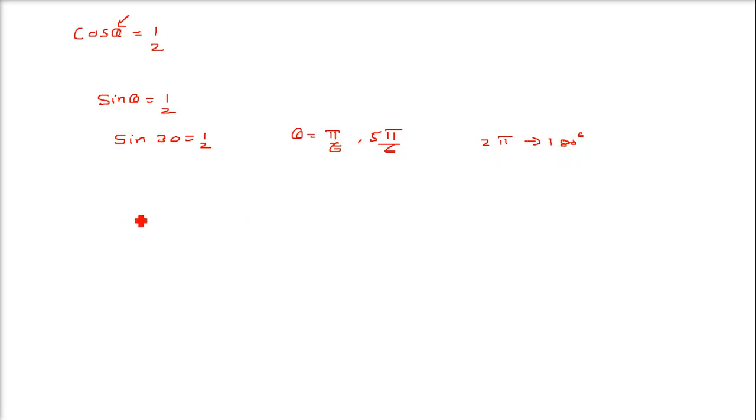Let me take one more example. Say we have 2 cos theta plus 1 equal to 0. So what will we get? 2 cos theta is equal to minus 1, and cos theta is going to be equal to minus half. So what are the values of theta for which this cos theta will be minus half? This theta is equal to 2 pi by 3. So we will not stop here.